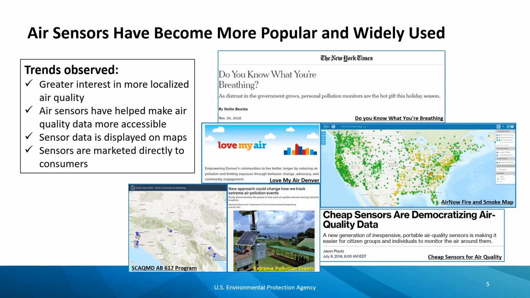Over the years, air sensors have become more popular and widely used. We have observed a number of trends, including greater interest in knowing about local air quality, greater access to air quality data, and data being visually displayed on maps. Additionally, sensors are being marketed directly to consumers. These trends encourage the increased use of sensors for many different applications, which we'll go over in the next slide.